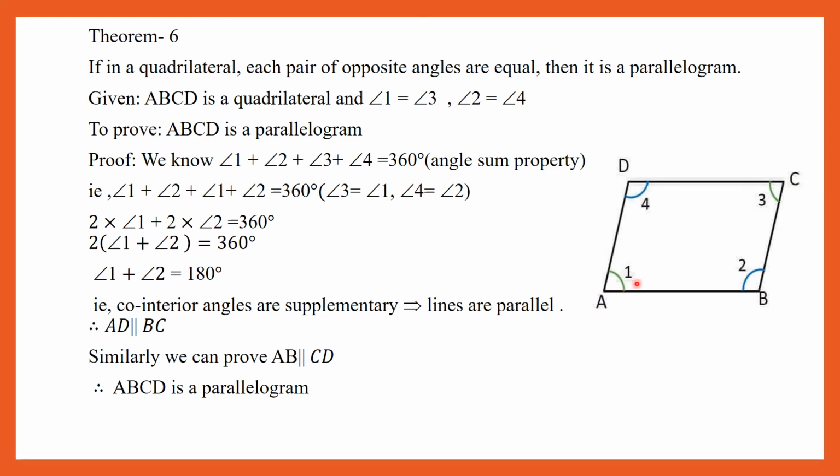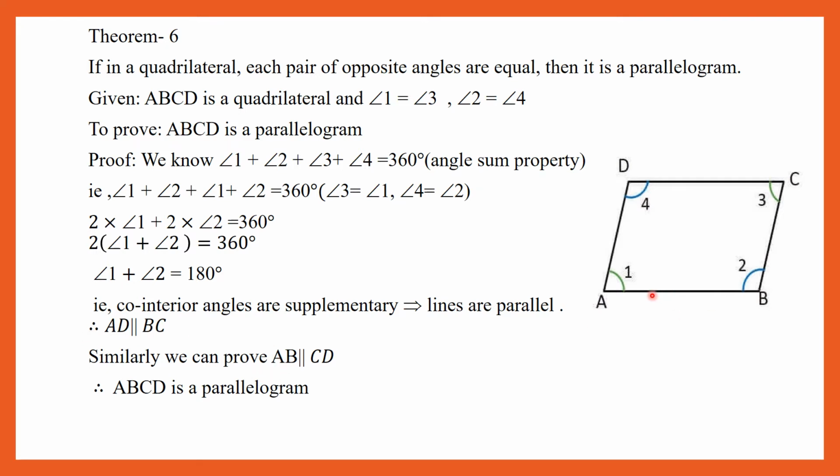In the figure we can see angle 1 and angle 2 are interior angles and they are on the same side of the transversal, if we take the lines AD and BC, and AB as the transversal. So we can consider angle 1 and angle 2 as co-interior angles. So we have co-interior angles are supplementary. If the co-interior angles are supplementary, we can say the lines are parallel. So here the lines AD and BC are parallel to each other.